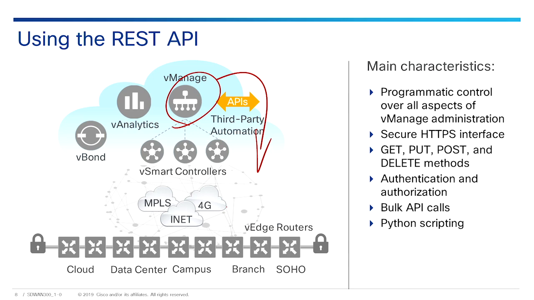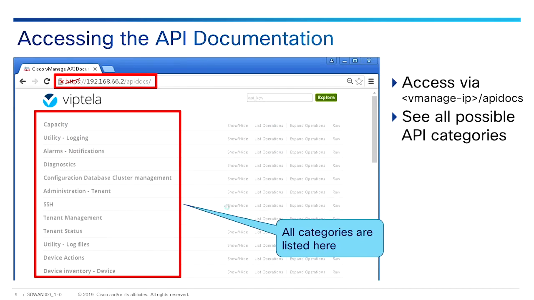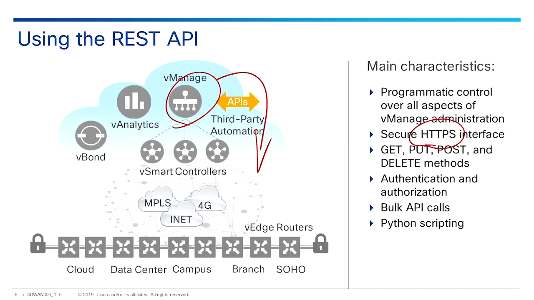The API is therefore an extremely powerful way to program the SD-WAN network in a RESTful way. That's representational state transfer, if you're not familiar with it. Basically, we connect via HTTPS, and then we can use get, put, post, and delete methods to send commands to the system.